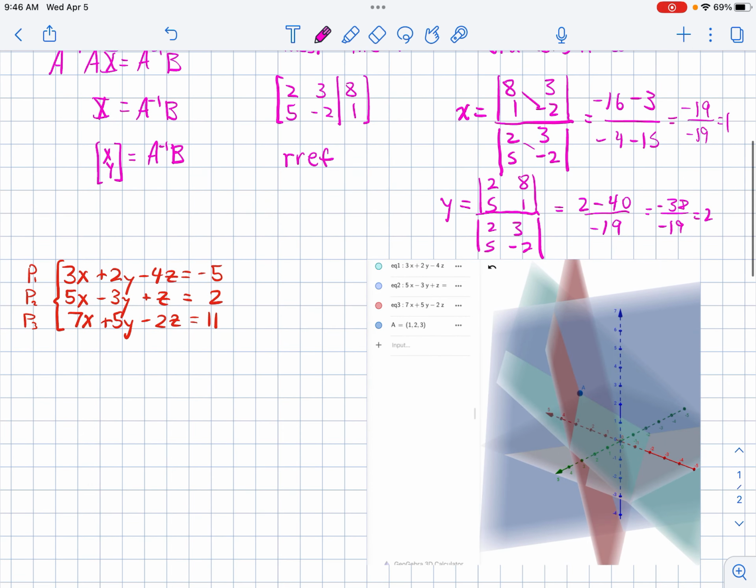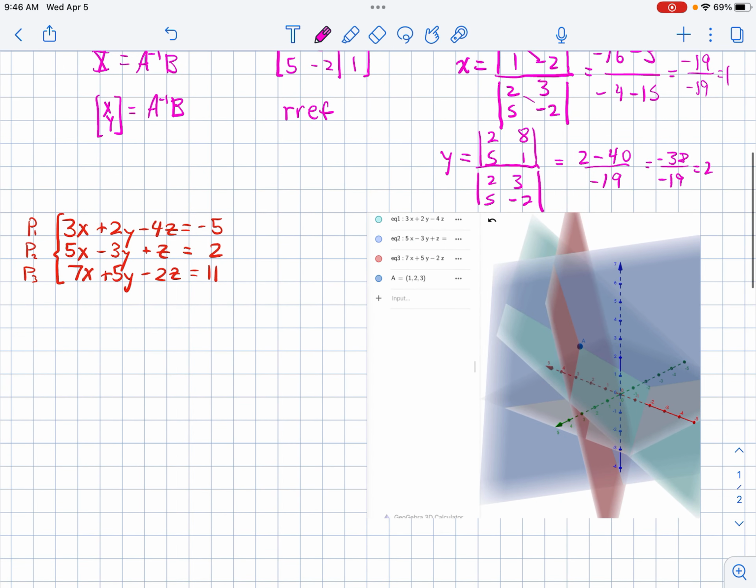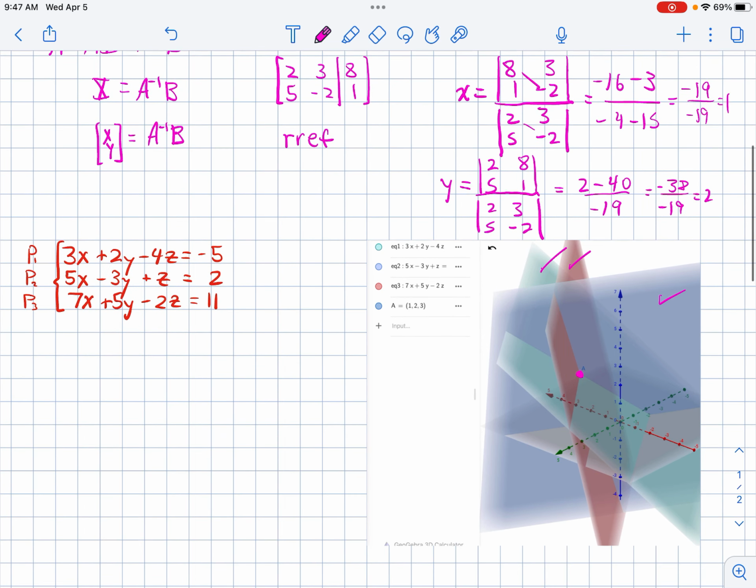Now we can use these methods for a 3 by 3 as well, except now if we're talking about a 3 by 3 system, we don't have intersecting lines, but we have intersecting planes. And you can see here where I've used GeoGebra to find the point of intersection of these 3 planes. I've got this green one here. You can see I've got these 3 planes, and they intersect at 1, 2, 3. So we can solve these the same way. We can use the matrix method.